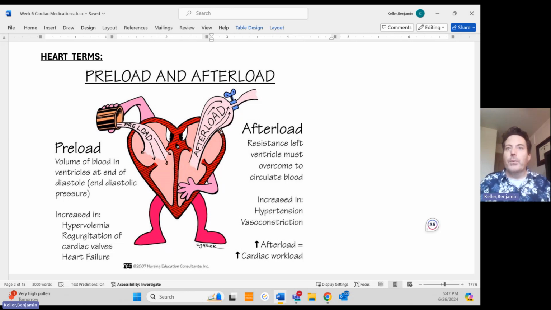You can have afterload, which is the resistance that the left ventricle must overcome to circulate the blood. I like to think of it as a lot like blood pressure. The more afterload, the more resistance, so it's like the amount of pressure that the heart has to push against. And if I can reduce the amount of afterload, the amount of pressure that left ventricle has to push against, that can decrease the amount of effort that my heart has to do.